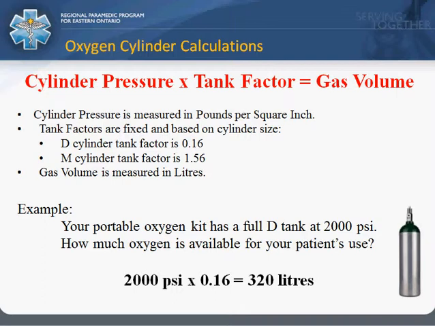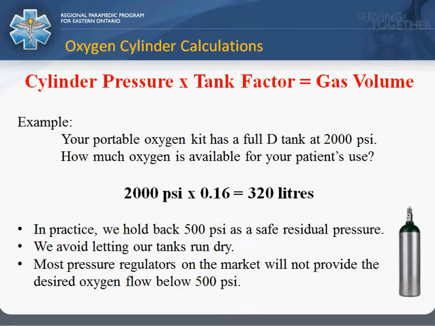But you're probably all ready to stop me and say, hey, that's not all available for our patient because we never let a D tank get completely empty, do we? So let's consider a safe residual pressure. In practice, we hold back about 500 pounds as a safe residual pressure because we never want to let that D tank go completely empty, particularly if we have a patient who is in the middle of using it. We generally don't want to let them run out of oxygen, particularly if they're kind of dependent on it. So we hold back about 500 pounds. We say 500 pounds is the end where it's time to change.